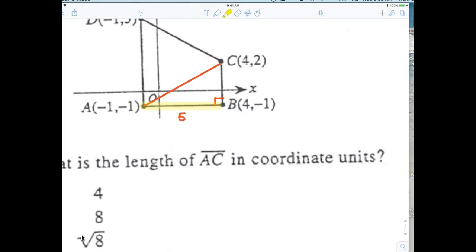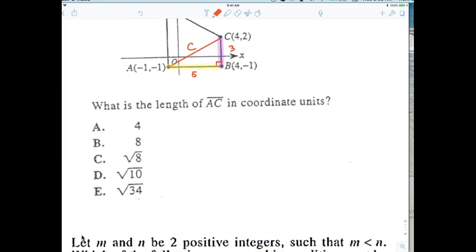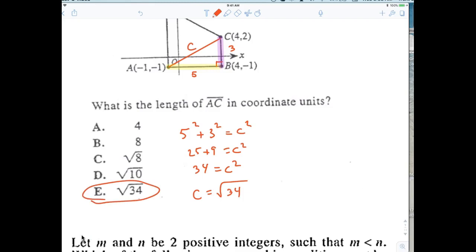All right. Now I'm moving from B to C. So what's changing? The y value is changing. So I moved up how many? 3. Look how simple that is. And now I'm looking for the hypotenuse. So 5 squared plus 3 squared equals c squared. 25 plus 9 equals c squared. 34 equals c squared. C equals square root of 34. All right, E. Yes.